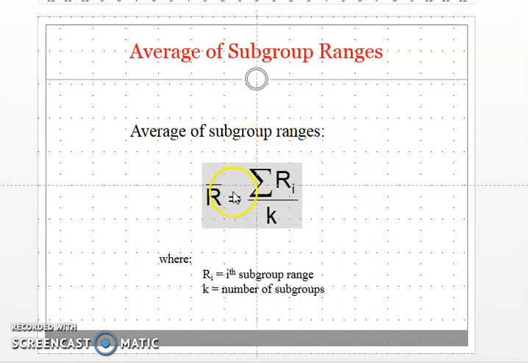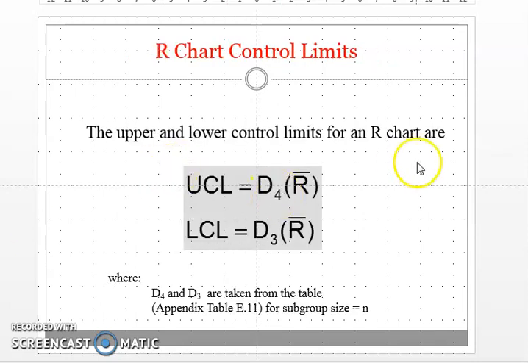Next, you will find the formula to calculate the average subgroup range. First step, R bar is equal to the summation of Ri divided by K, where Ri is the ith subgroup range and K is the number of subgroups. Next, you have to calculate the upper control limit and lower control limit for R. Here the upper control limit is shown by UCL. UCL stands for upper control limit, UCL is equal to D4 into R bar. You know how to calculate R bar.